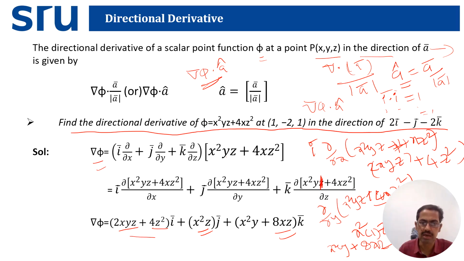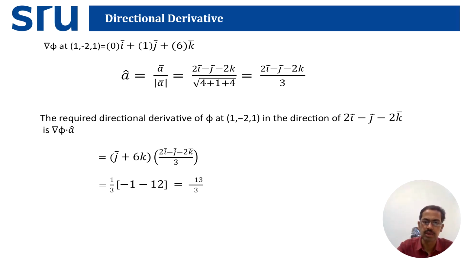So this is del phi. If you substitute the point, del phi at (1, -2, 1) is this one: j bar plus 6k bar.